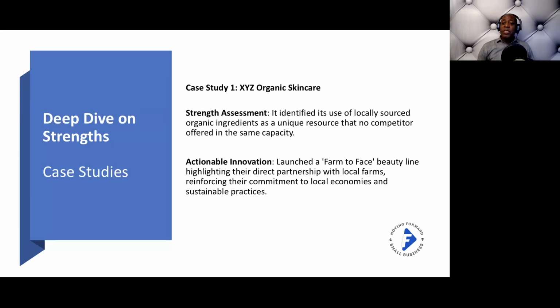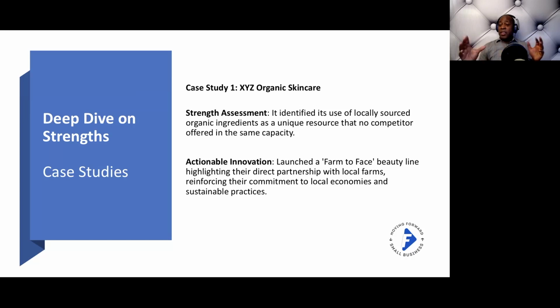Okay, so here's a case study of XYZ Organic Skincare. So they did a strength assessment and it identified its use of locally sourced organic ingredients as a unique resource that no competitor offered in the same capacity. And so what were they able to do with that? So they took action, and they launched a farm-to-face beauty line, highlighting their direct partnership with local farms, reinforcing their commitment to local economies and sustainable practices.